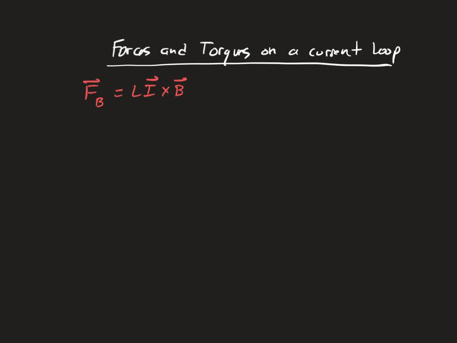Well, the trick here is that if you make a loop, you actually get some interesting behavior as far as the forces on the entire loop and the torque. So first, let's define what I mean by loop. By loop, I mean an entire circuit, a circuit that starts at one point, the current goes around and goes back to the exact other point.